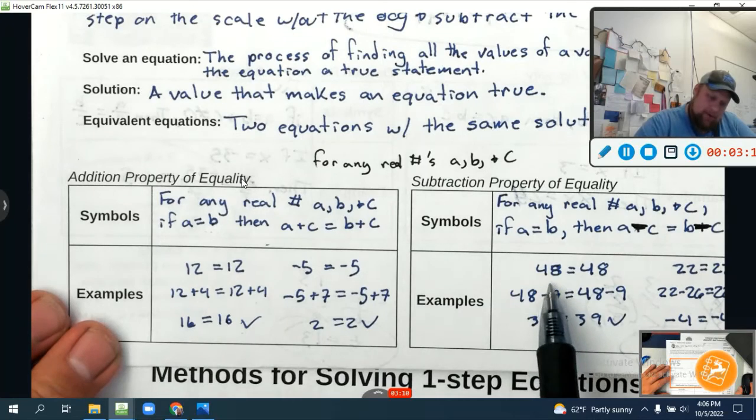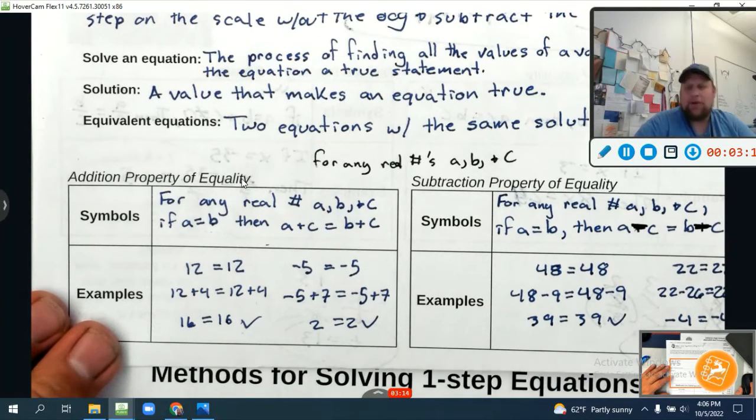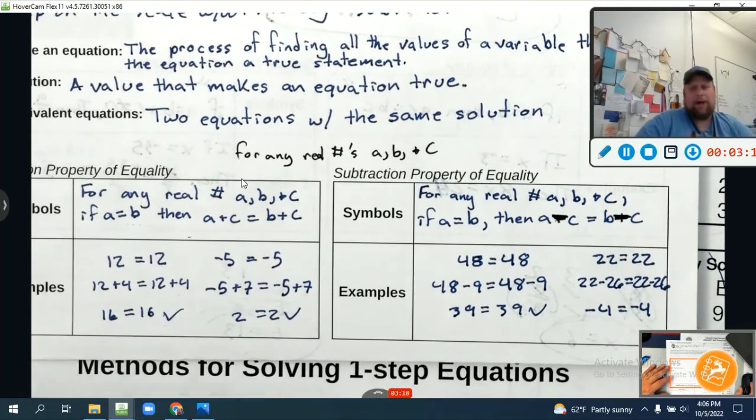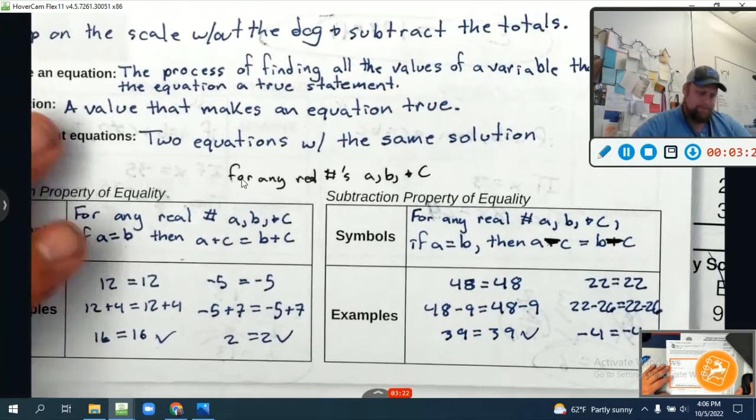So in other words, this one, 48 equals 48. 48 minus 9 equals 48 minus 9. 39 equals 39. Boom. And same thing over here again. Go ahead and write these down. Pause this. And I'm moving on.